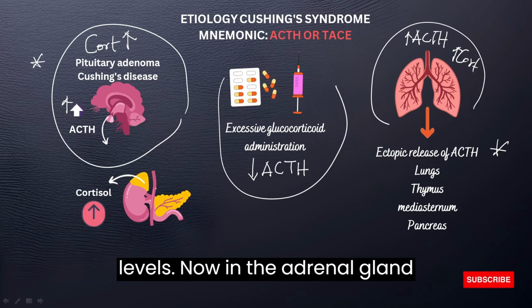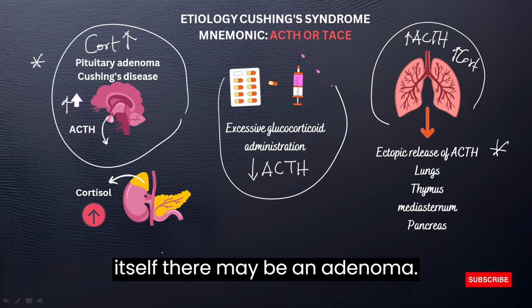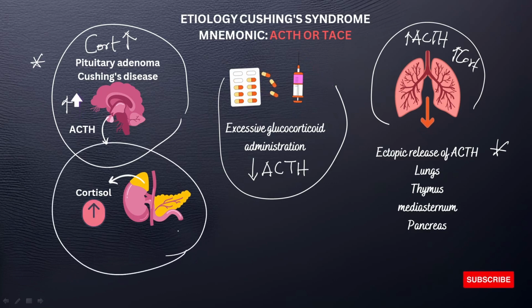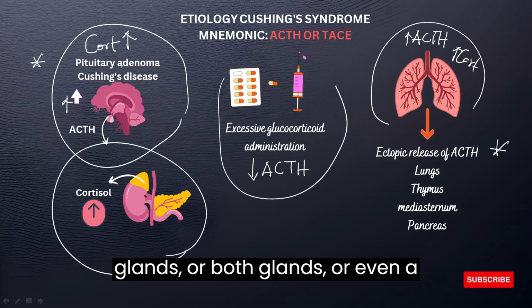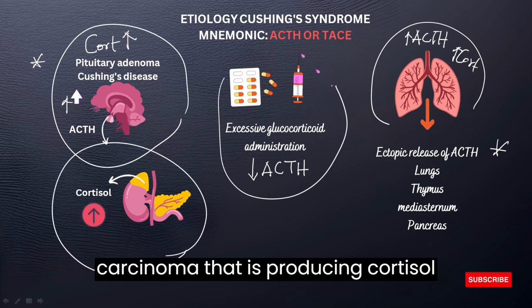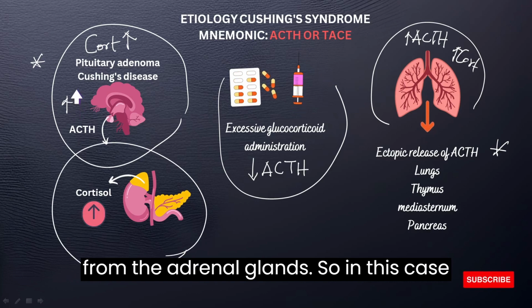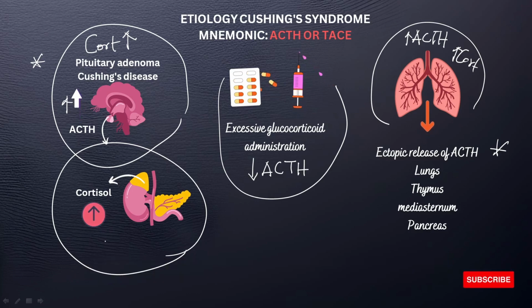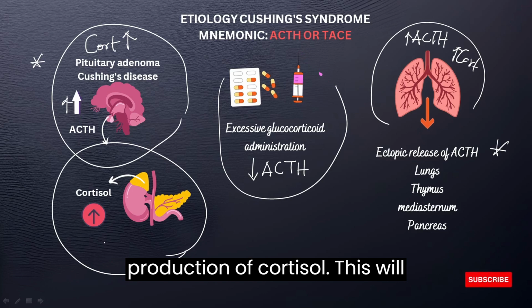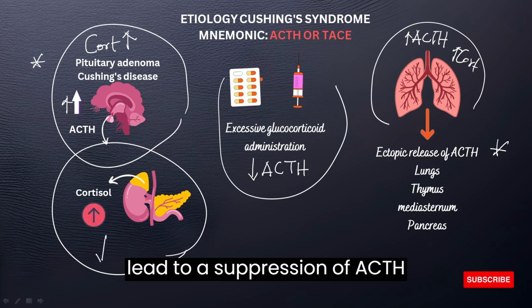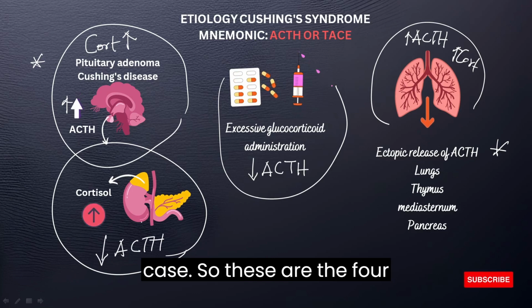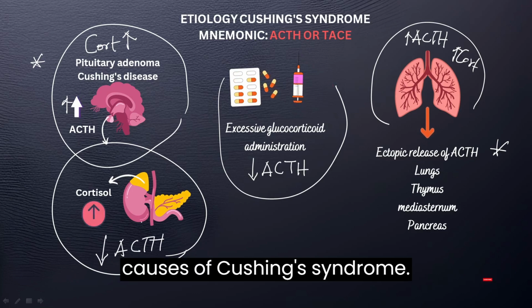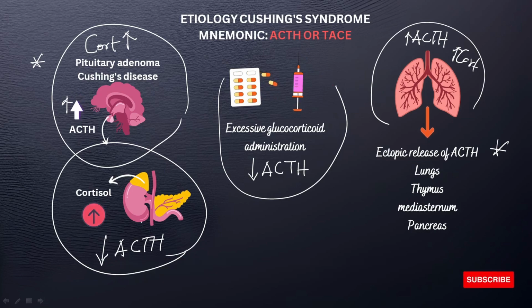Now, in the adrenal gland itself, there may be an adenoma or a hyperplasia of one of the glands or both glands, or even a carcinoma that is producing cortisol from the adrenal glands. So in this case, there is an autonomous tumor production of cortisol. This will lead to a suppression of ACTH in this case. So these are the four causes of Cushing syndrome.